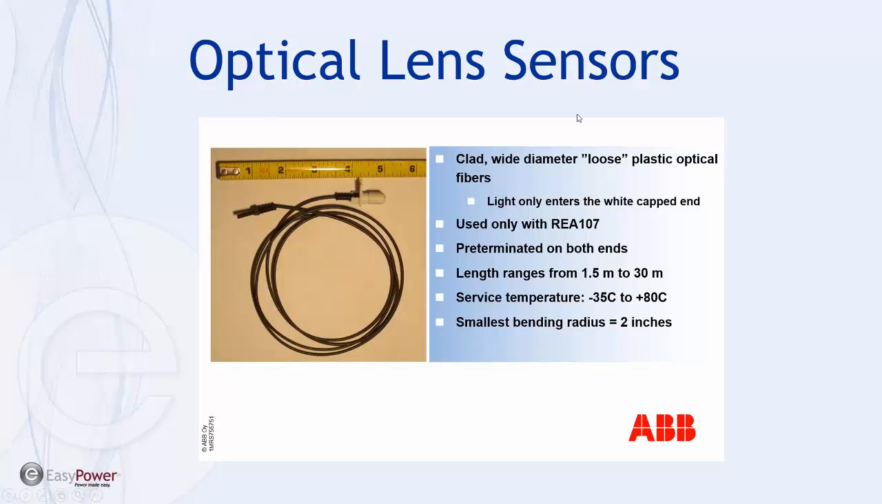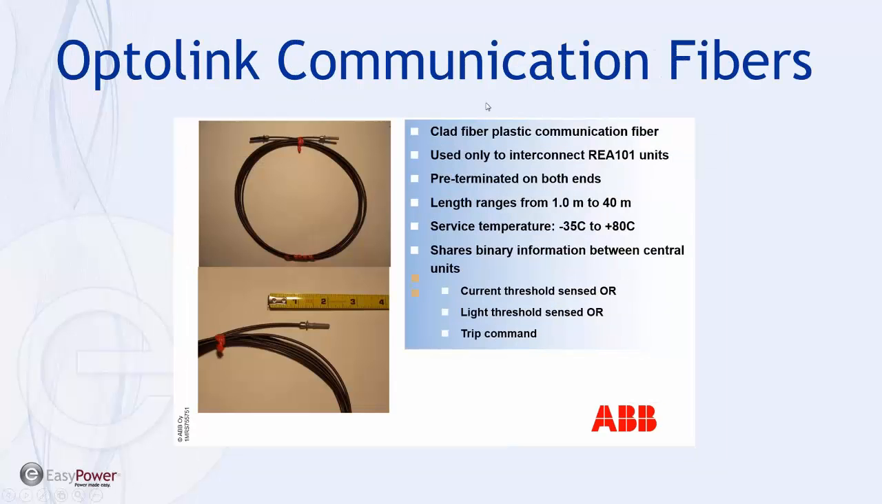Here's the optical lens sensors for the REA107. Then you have your Optolink communication up to 40 meters in length. Something to talk about here is if you're connecting two mains in two different switchgears, they have to be verified at the same potential, otherwise you can't use the Optolink. But you can connect the mains via a 105 unit via RJ45.